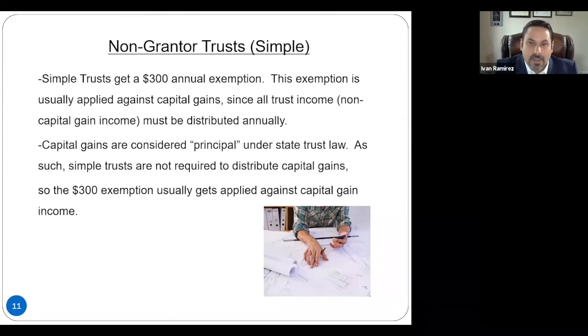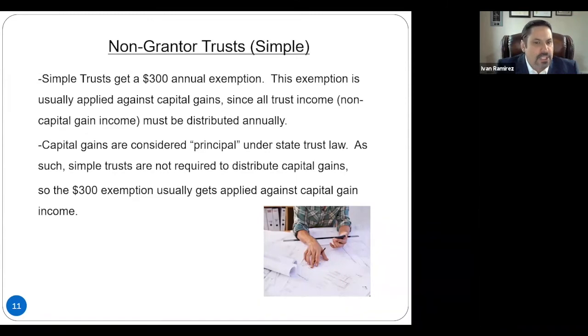So remember that the income in simple trusts must be distributed. However, it's not mandatory for capital gains to be distributed to the beneficiaries. So typically the $300 annual exemption is usually applied to the capital gains since they don't have to be distributed. Okay, it's optional. But the trust income, again, must be distributed under the simple trust rules.